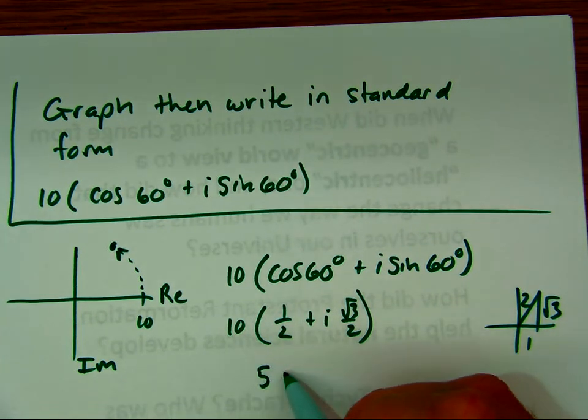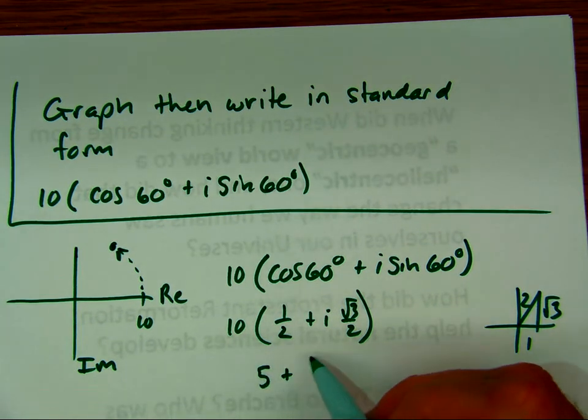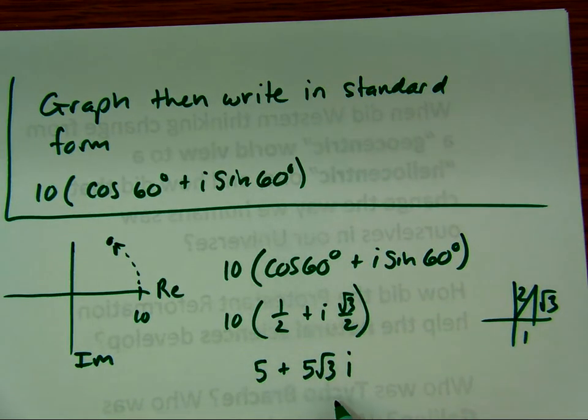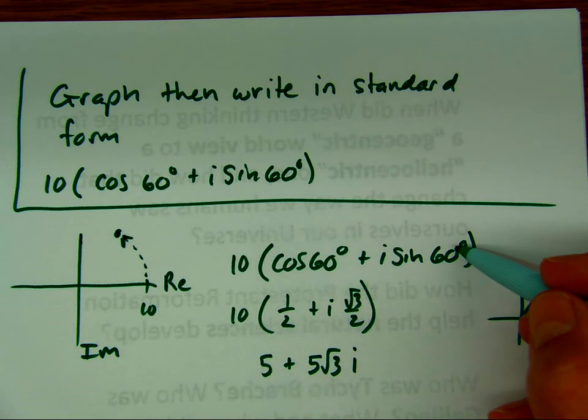5 plus 5 radical 3 i. So that's standard form. We converted from polar form to standard form.